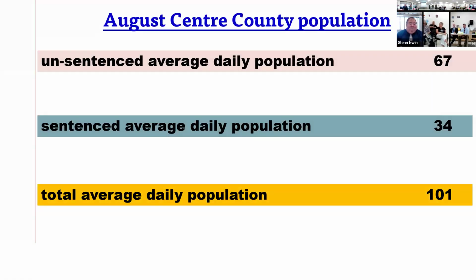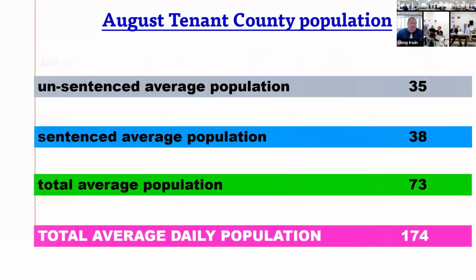All right, we'll start with our population for August. Center County unsentenced average daily population was 67. Sentenced average daily population was 34. Total average daily population for Center County is 101. Our Tennant County unsentenced average daily was 35. Sentenced average was 38. Total average population for Tennant County was 73. Bringing our overall total daily population average to 174.